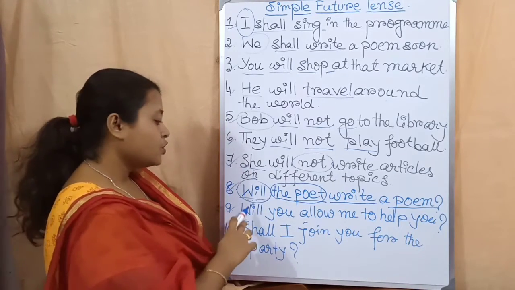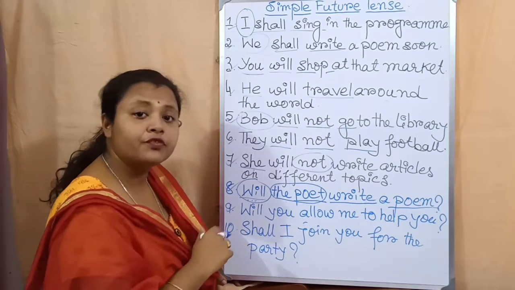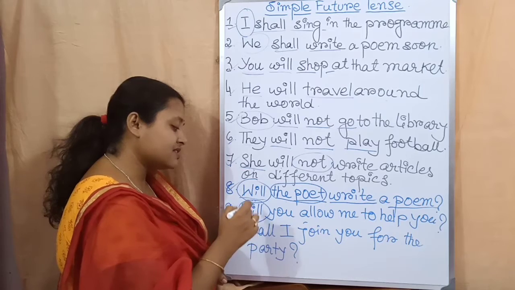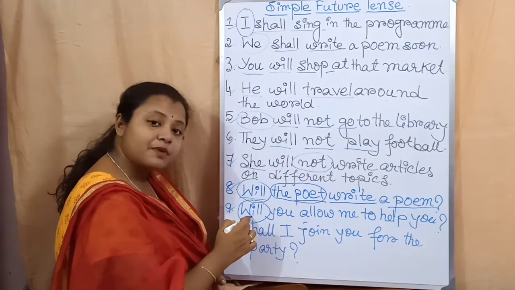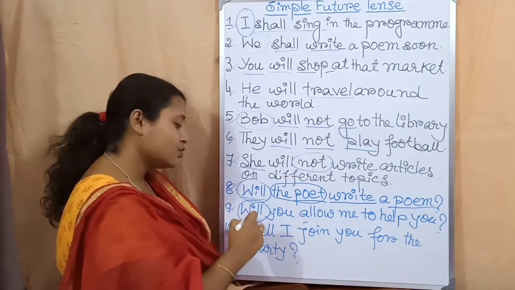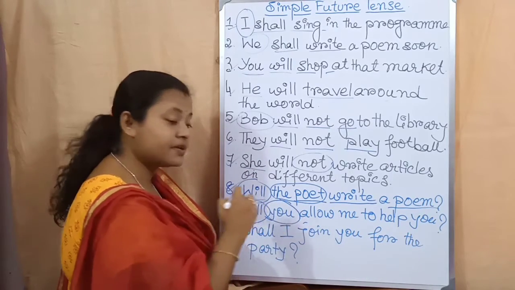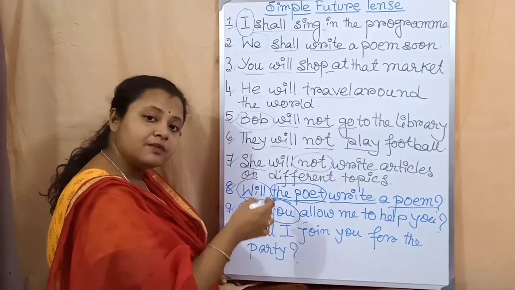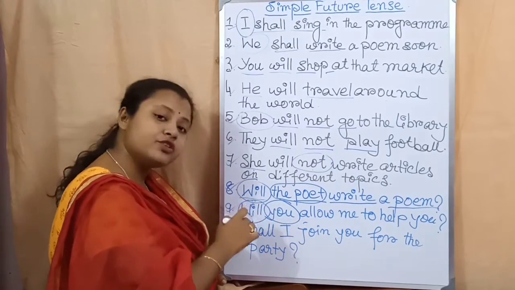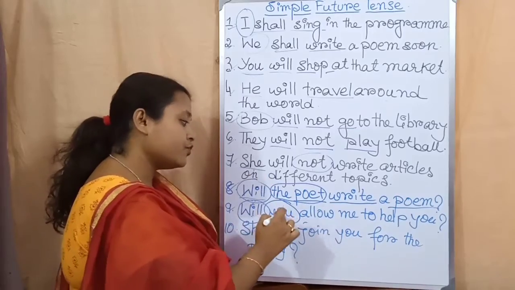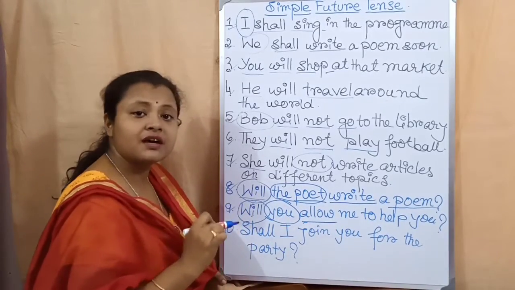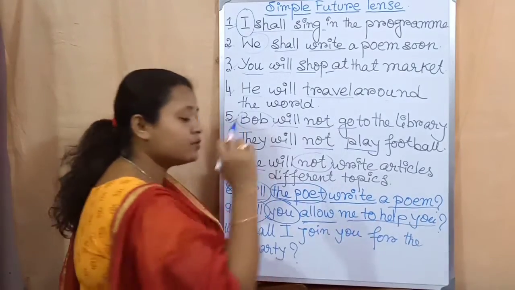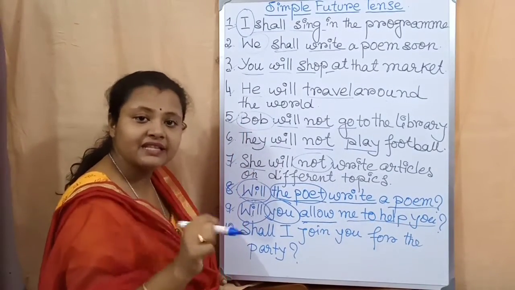Number 9. Will you allow me to help you? Will you allow me? Same. Here I have started the sentence with will because this is an interrogative sentence. Will. After that the second person I have written. So in place of second person also we have to use will. So that is why will. Will you allow? Allow is the main verb, present form of the main verb, me to help you. Then the rest of the sentence. At the end the question mark.